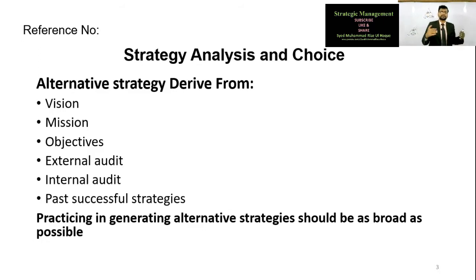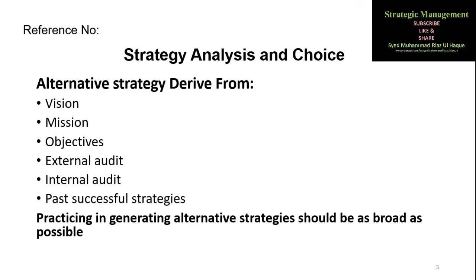So the practice of generating alternative strategies should be as broad as possible. These are the basic content, we can say the core areas: the vision, mission, objectives, external audit, internal audit, and past successful strategies. By these things, we will see how we can formulate and check our new strategies according to the circumstances and phases during the operation time of the organization.